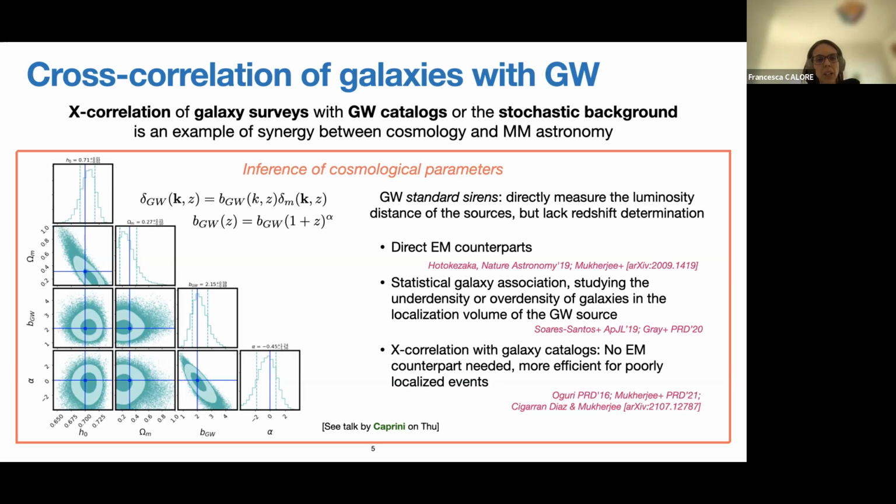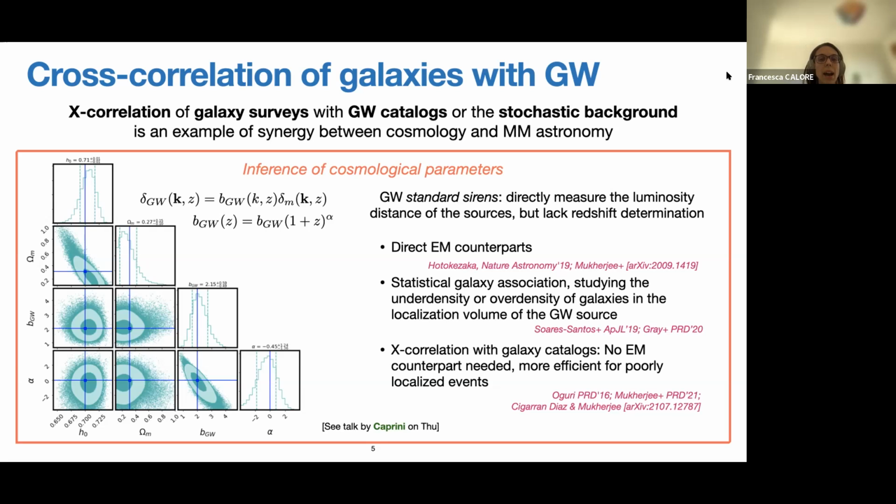So the first application, which Chiara also mentioned this morning, giving a quite broad introduction, is how we can use gravitational waves to infer cosmological parameters. Here we rely on the fact that gravitational wave sources are standard sirens, so we can get a direct measure of the luminosity distance for the sources, which however lacks redshift determination. So how do we assign a redshift to a given gravitational wave event?